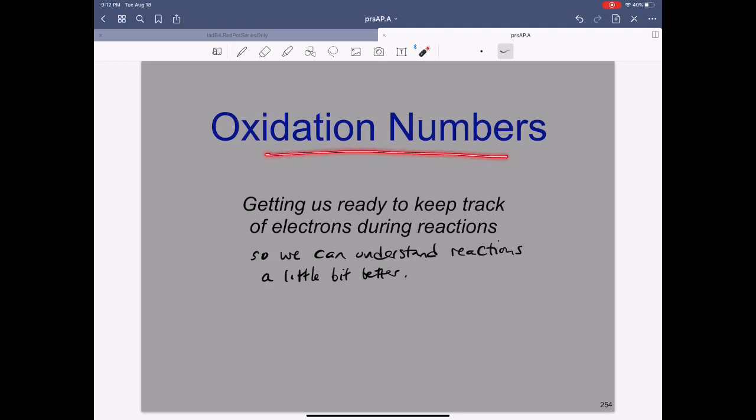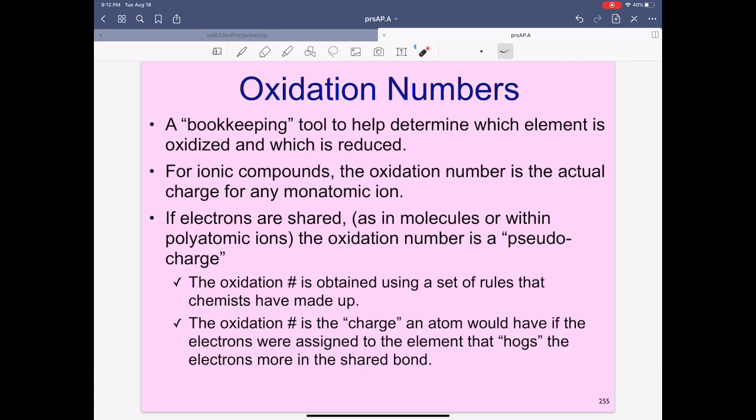Here's your quick review of oxidation numbers, which will help us get ready to keep track of electrons during reactions so we can understand those reactions better. Oxidation numbers aren't really real. They're just a bookkeeping tool to help us determine which element is oxidized and which element is reduced.